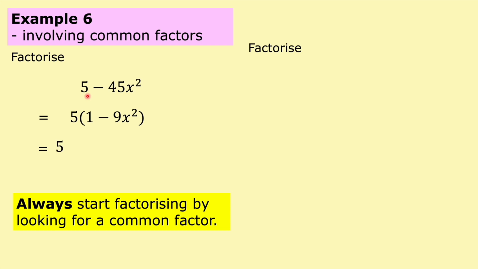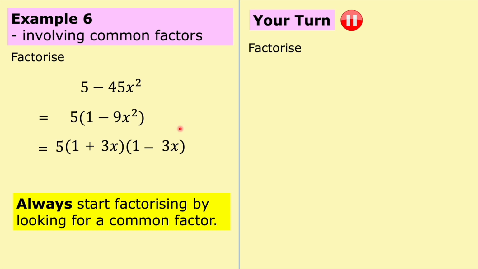So keeping that common factor at the start of our 2 brackets, the square root of 1 is 1, so that's at the start. The square root of 9x squared is 3x, so that's your second term, and then fill in with your signs. Pause the video whenever you're ready to do so, and can you please factorise this one?